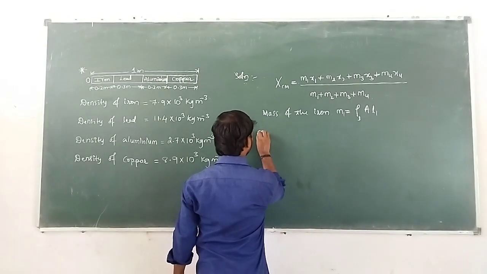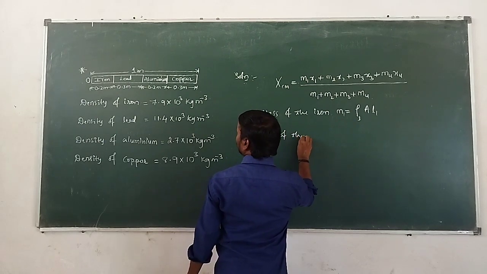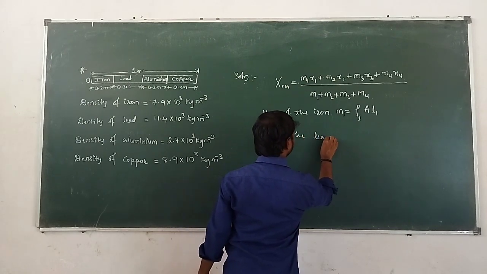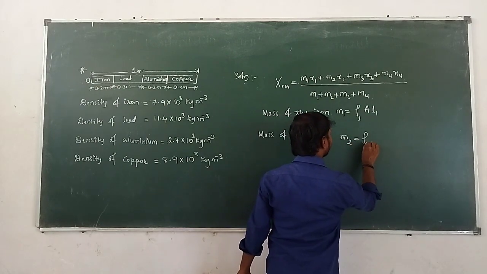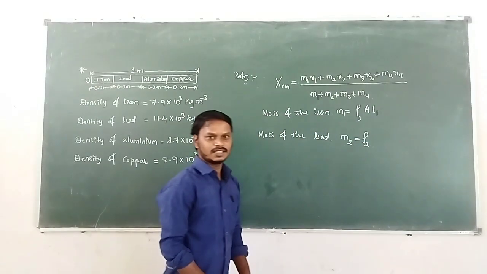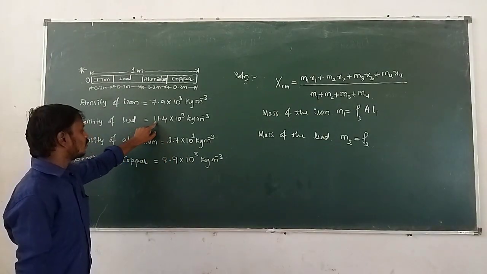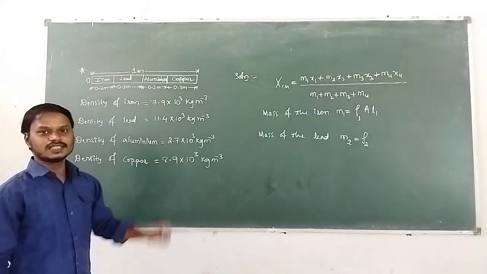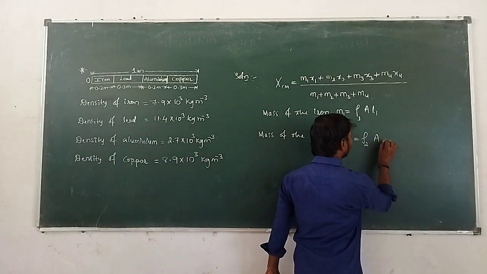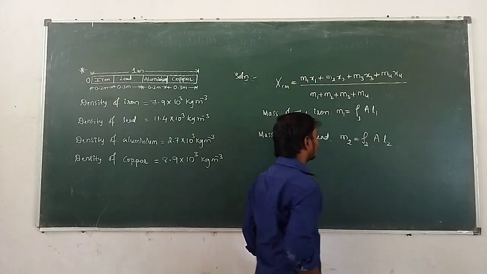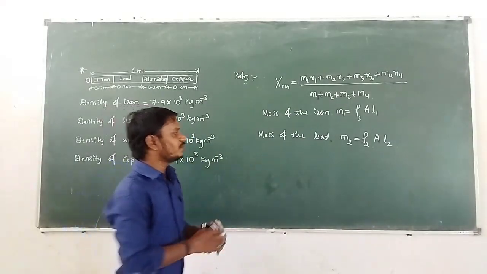And similarly, the mass of the lead. That is M2 is equal to density of the lead. Rho 2 is nothing but the density of the lead. That is how much? 11.4 into 10 to the power of 3 kg per meter cube. And into area and length of the lead, L2. So what is the length of the lead? 0.3. Again substitute the values, you will get the answer.